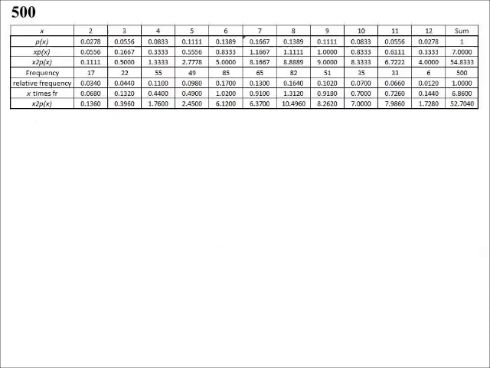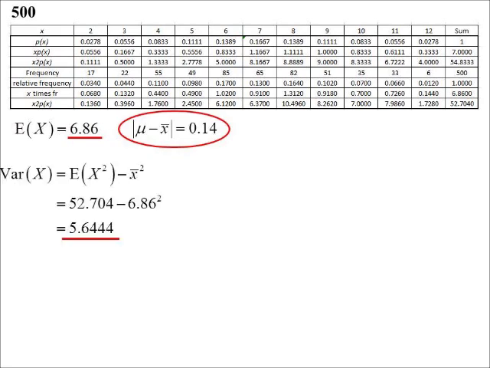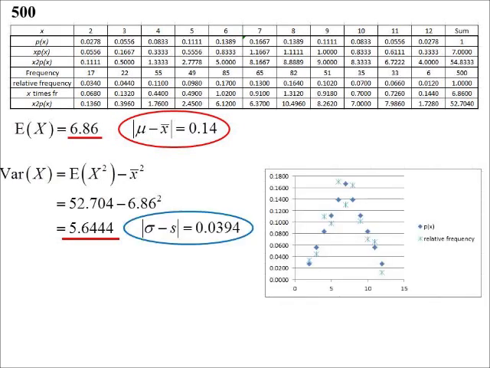All right, 500 times, what happened? So when I ran it 500 times, the expected value came out to be 6.86. So now the difference is 0.14. The variance, it got bigger again, 0.0394. So there's the graph with the comparison, and it's getting closer and closer to forming that same graph.